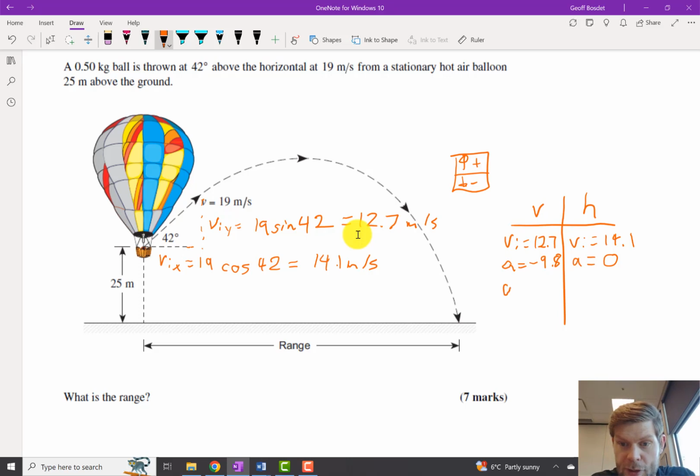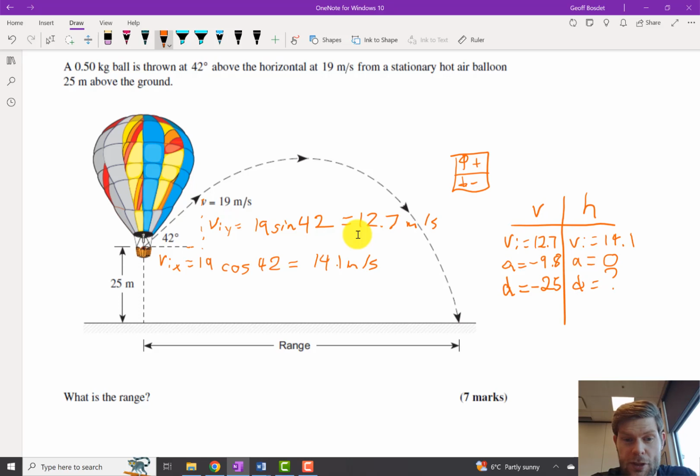Vertically, my displacement, you'd be tempted to put in 25, but keep in mind this ball is ending up 25 meters further down than when you started. So let's make that a negative 25 because the ball has ended up further down than when we started, and we said down was negative. We're looking for displacement horizontally, and that's not a bad place to start. So it'd be really like we want this horizontal range.